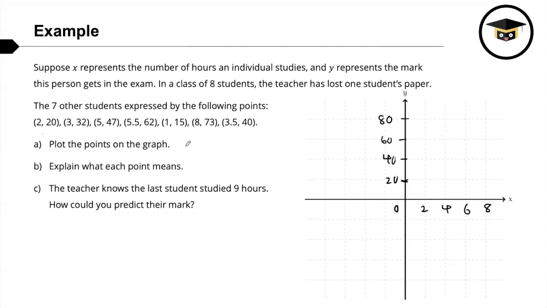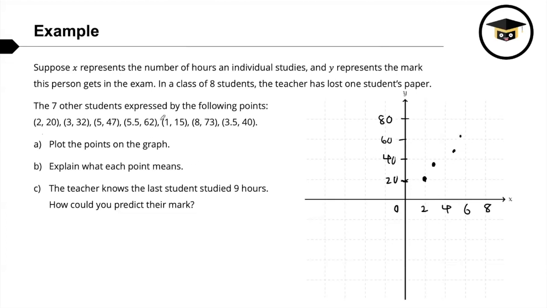Now we can plot all the points. So let's start doing that. 2, 20. So 2, 20 is this point here. Then 3, 32. So 3 would be between there, 32 would be about there. 5, 47. So 5's halfway between them, and then 47 would be slightly around there. And then we've got 5.5, 62. So 5.5 would be about here, 62 would be just above there.